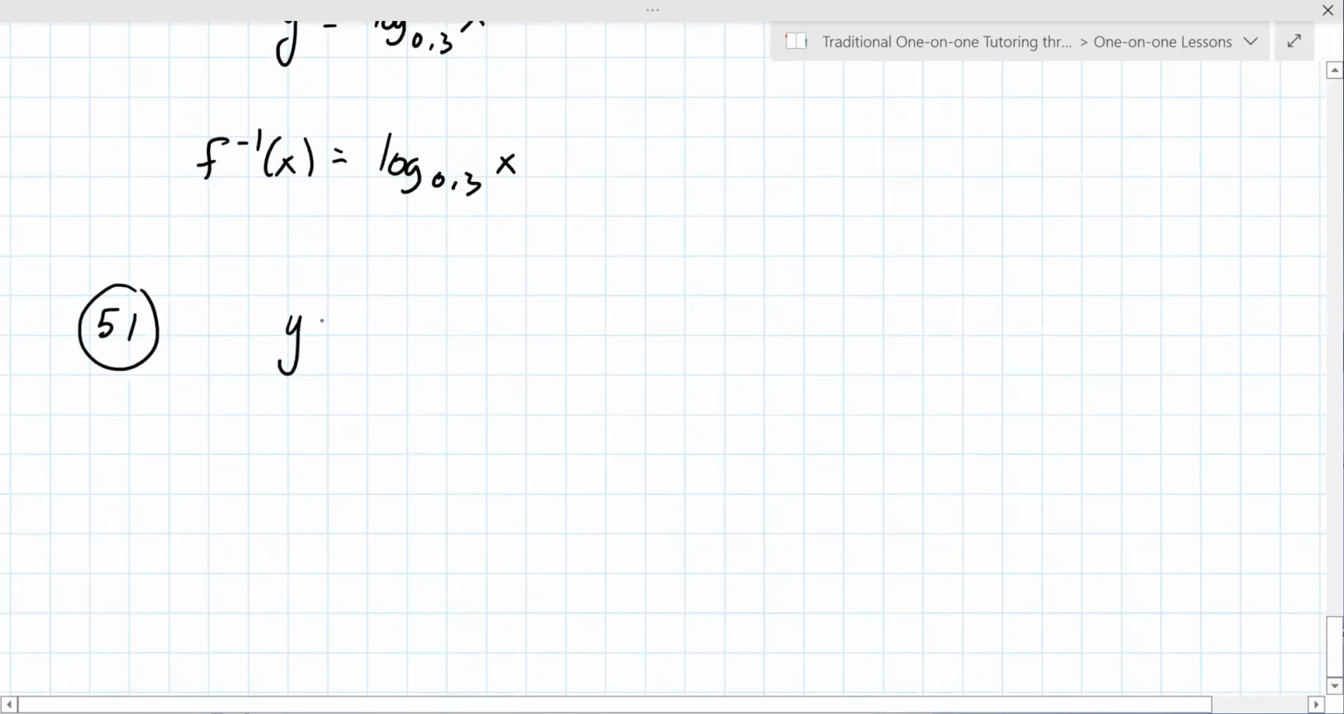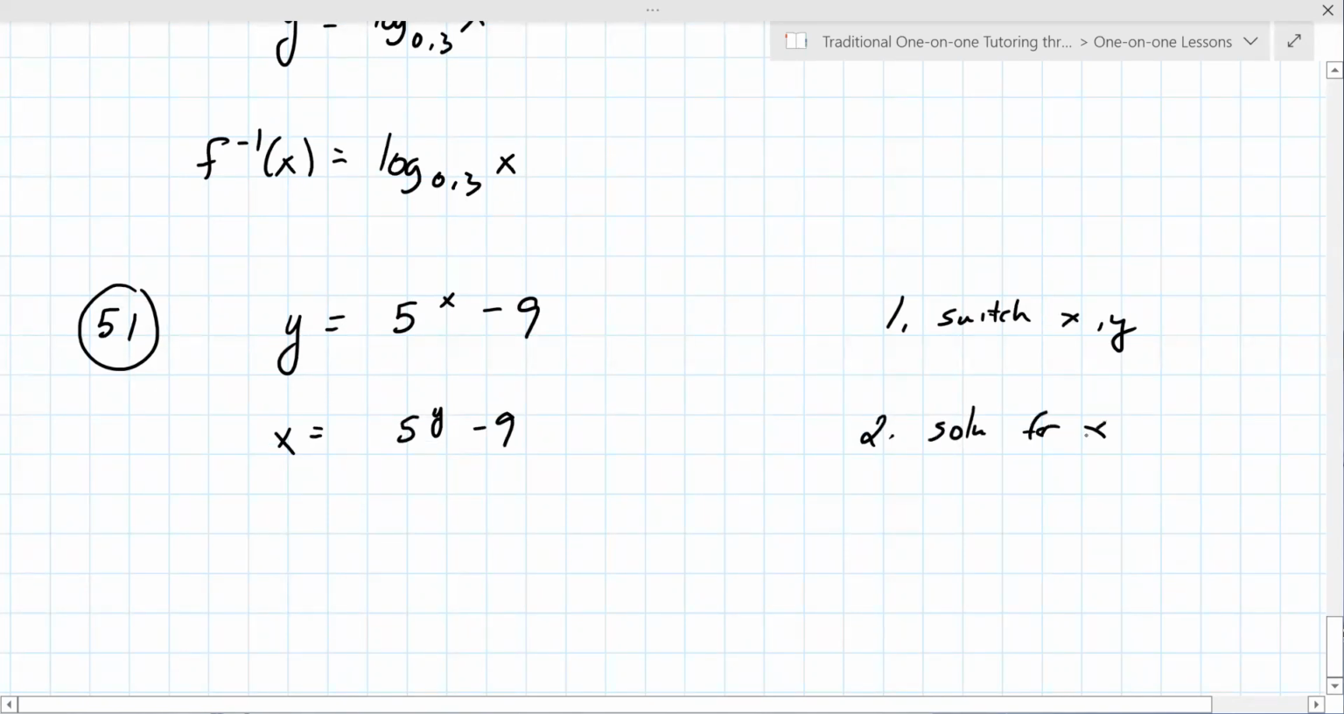So in 51, you have y equals 5 to the x minus 9. So step 1, you're going to switch x and y. X equals 5 to the y minus 9. And then second step here is to solve for x. Solve for y, sorry. Y, not x.